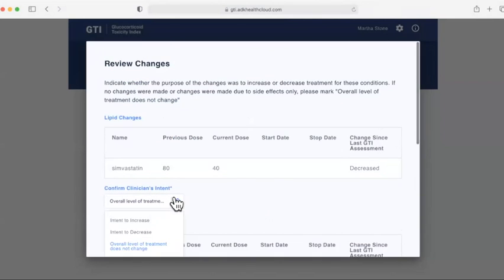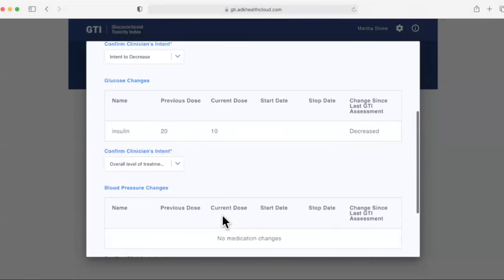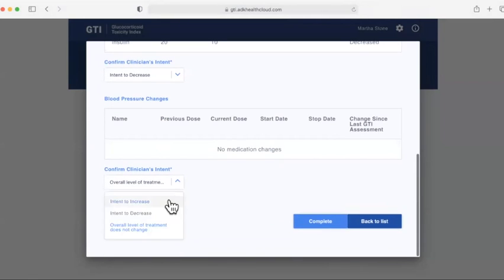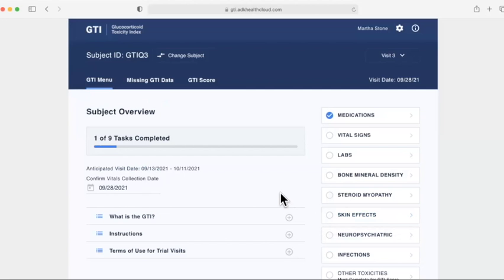And with the simvastatin and the insulin, the intention was both to decrease them, and the blood pressure medication stays the same. Now, I add that one of the ways that one can use the GTI is through integration into a CRO's or a company's database and connection through APIs. That allows for the medications to be entered just once and makes it very, very smooth.